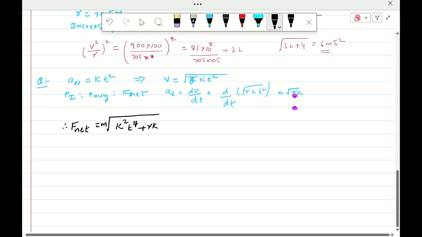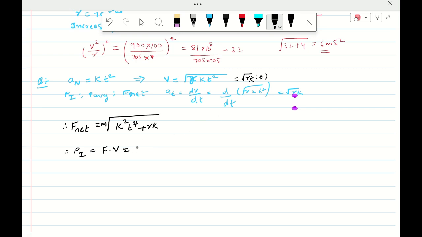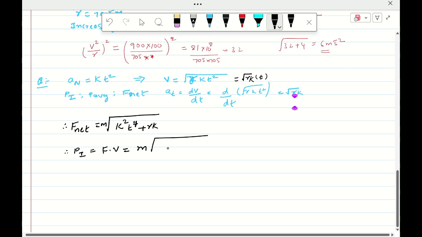This is F net. And here already V I got, that is equal to, I can write here root RK into T. Root RK into T. T square comes out of the root T. Because F net I know. Therefore power, instantaneous power is equal to F dot V. So that is equal to, so magnitudes F. So M into root over K square T power 4 plus RK into RK into. So we'll get answer.